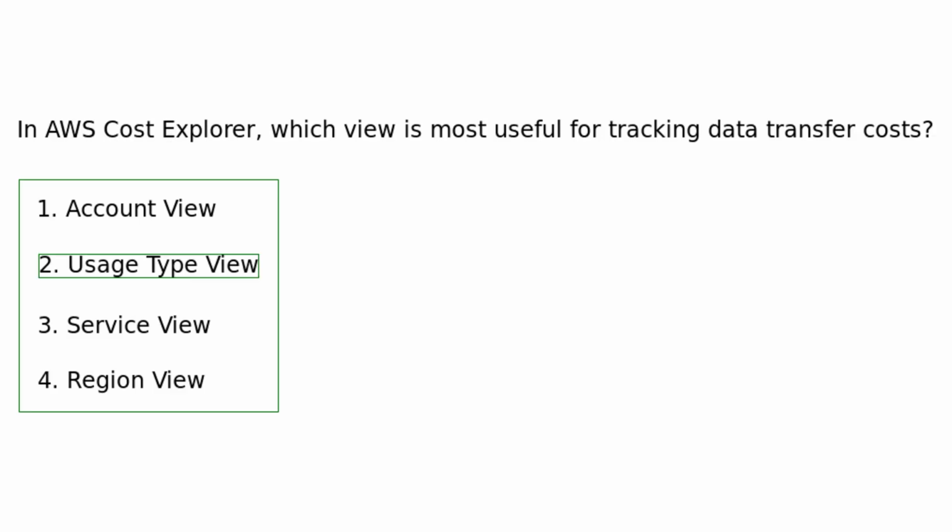The Usage Type view in AWS Cost Explorer, focusing on data transfer types, helps you track and analyze your AWS data transfer costs across services and regions.